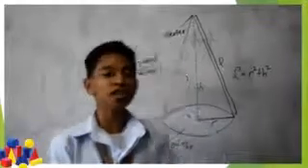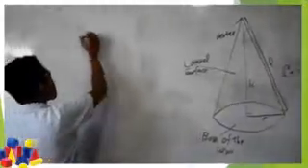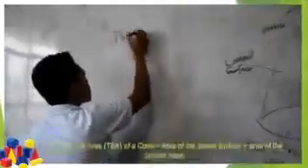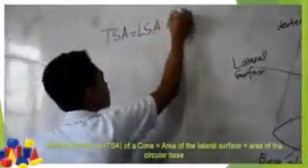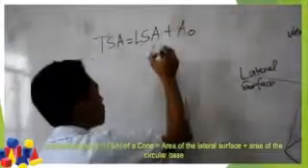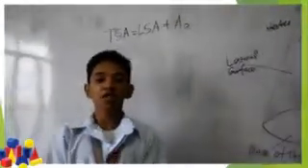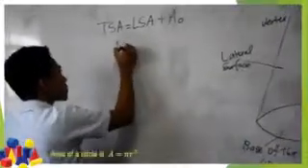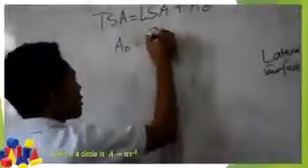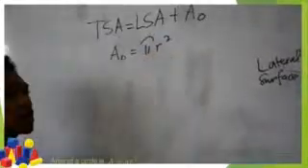The formula of the total surface area is equal to the lateral surface area plus the area of the circle. Since we all know that the area of the circle is equal to pi r squared, where r is the radius.